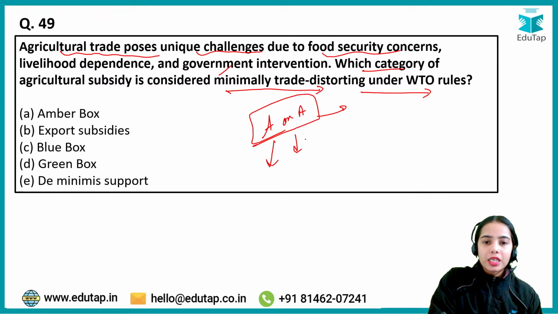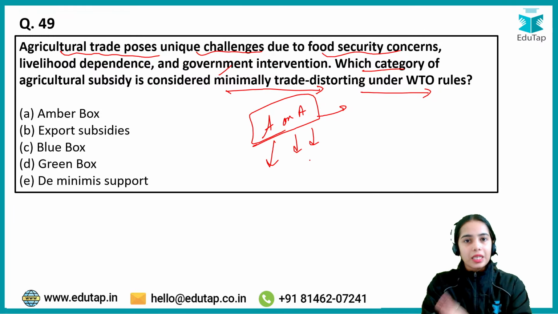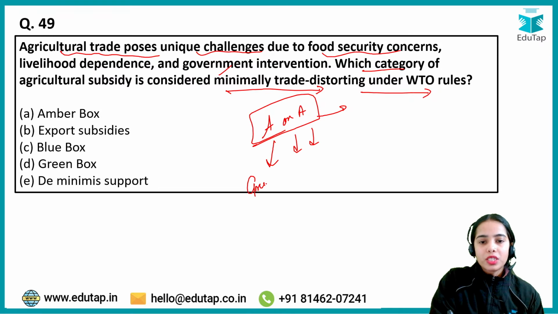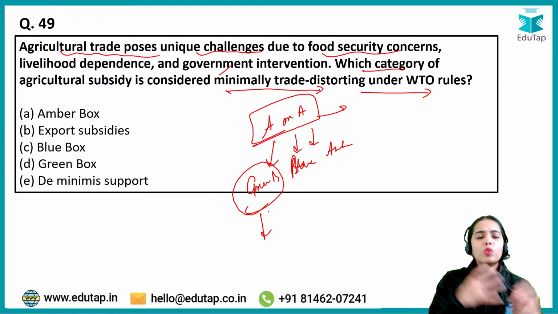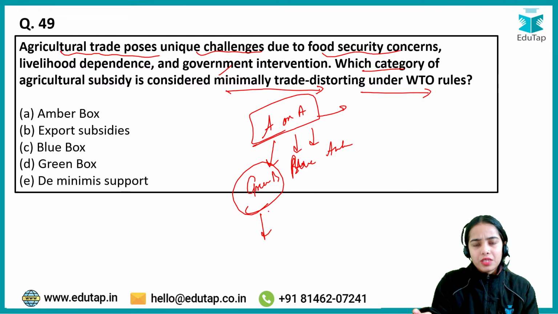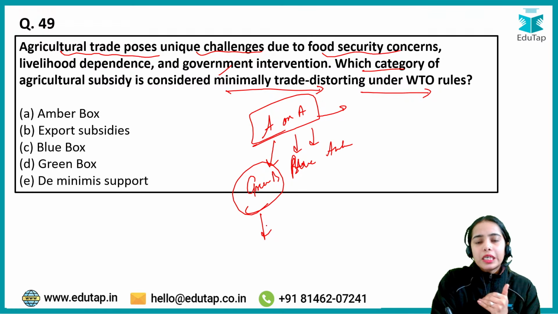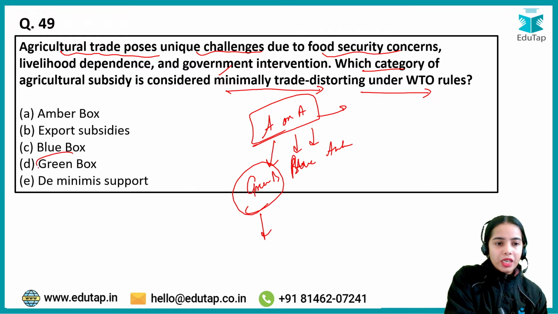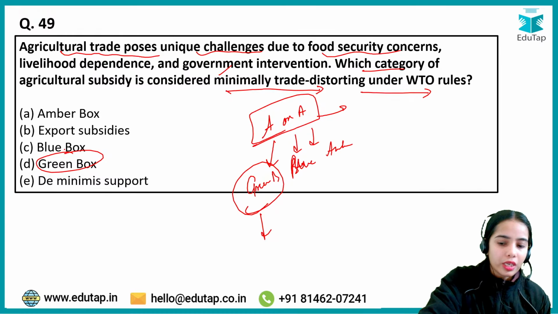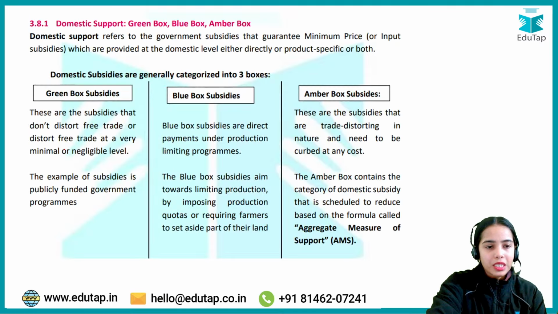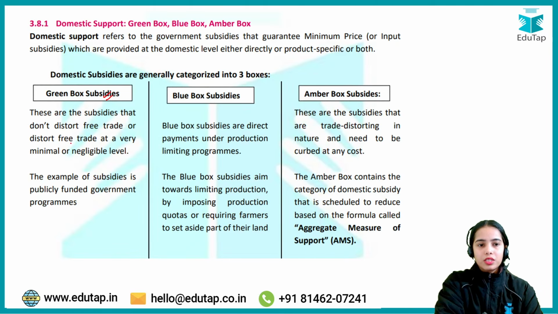In the Agreement on Agriculture, the subsidies given in the agriculture segment are divided into green box subsidy, blue box subsidy and amber box subsidy. Green box subsidies are considered the most safe subsidies, the least trade distorting subsidies. They don't distort the trade, or they have minimal distortion in the trade. How is it so?